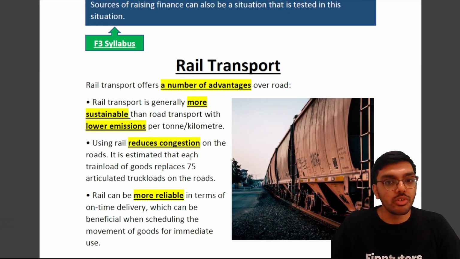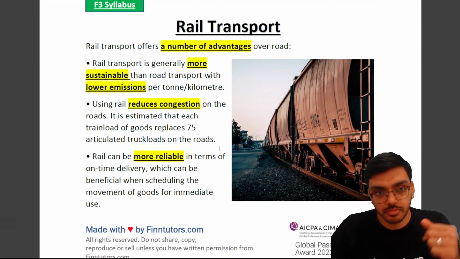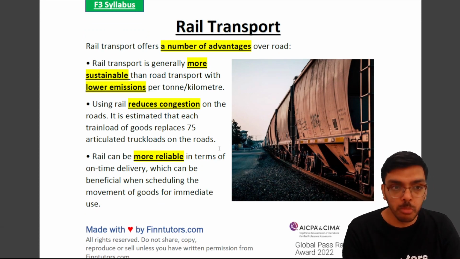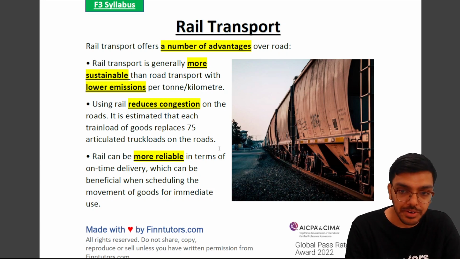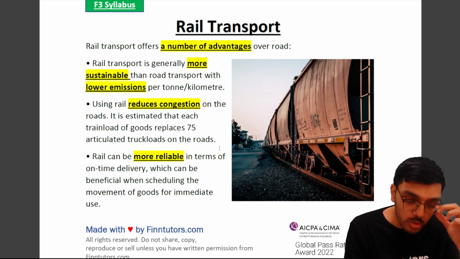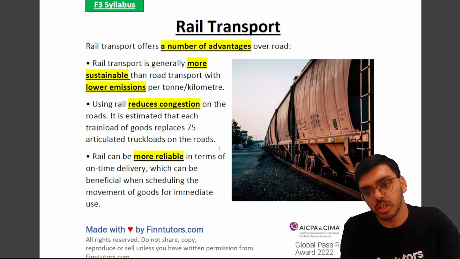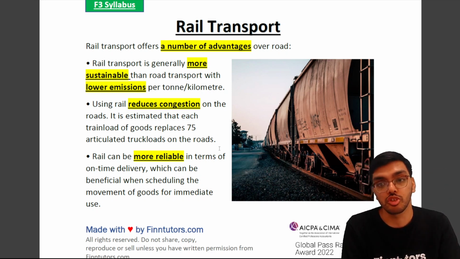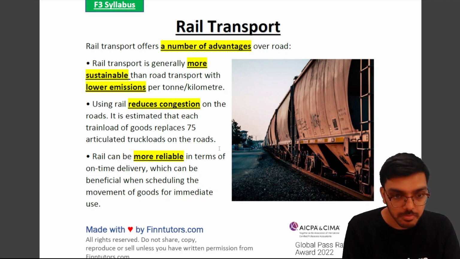After this, we have rail transport. Now, rail transport offers a number of advantages over road. Rail transport is generally more sustainable than road transport, with lower emissions. So it has a lower environmental effect. That's one advantage. Second, using rail reduces congestion on the roads. So less congestion on the roads, meaning less traffic from consumer vehicles, and less harm to the environment.